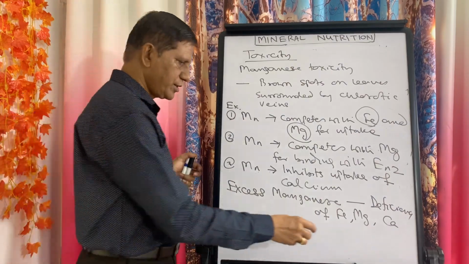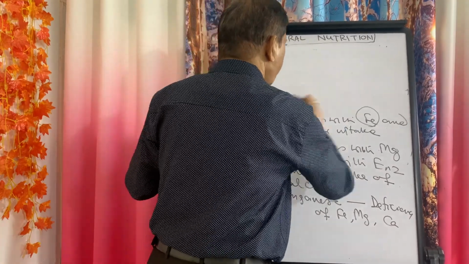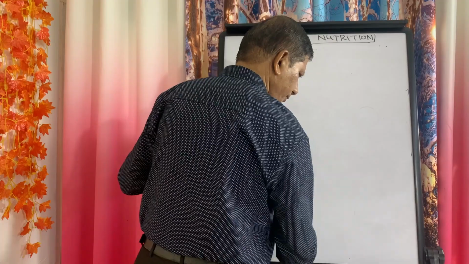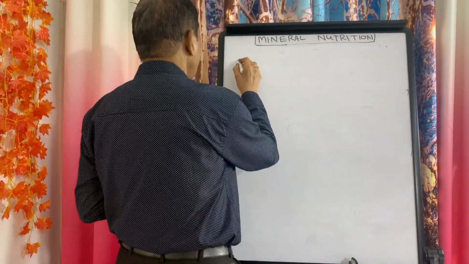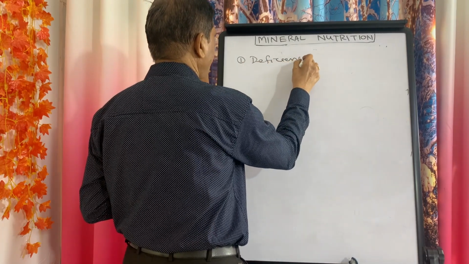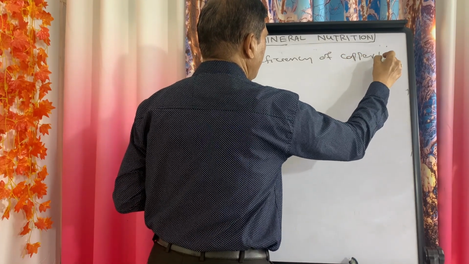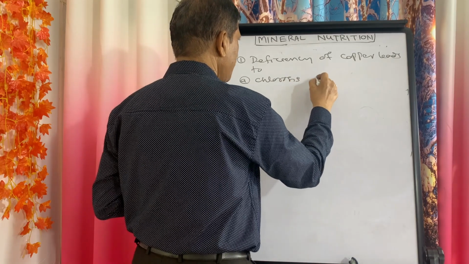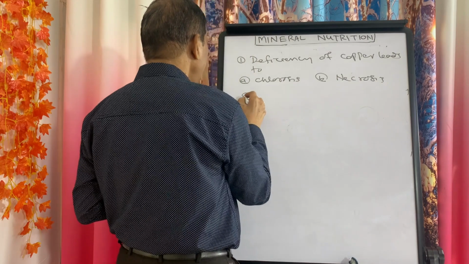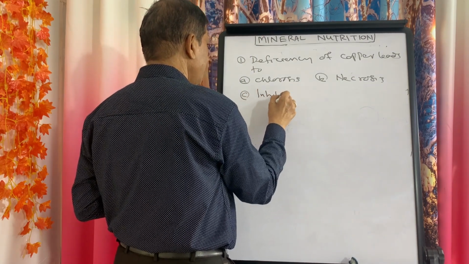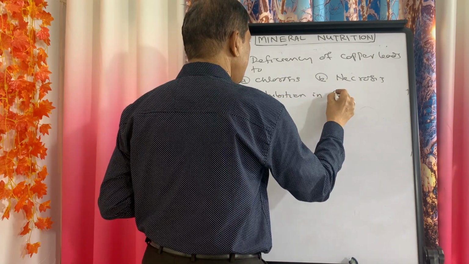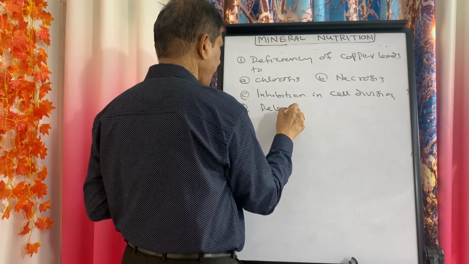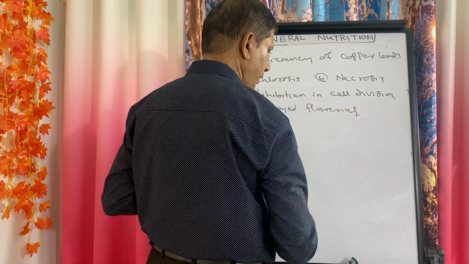Now let us discuss questions. One question: deficiency of copper leads to A, chlorosis; B, necrosis; C, inhibition in cell division; and the fourth one is delayed flowering. So this is one question.